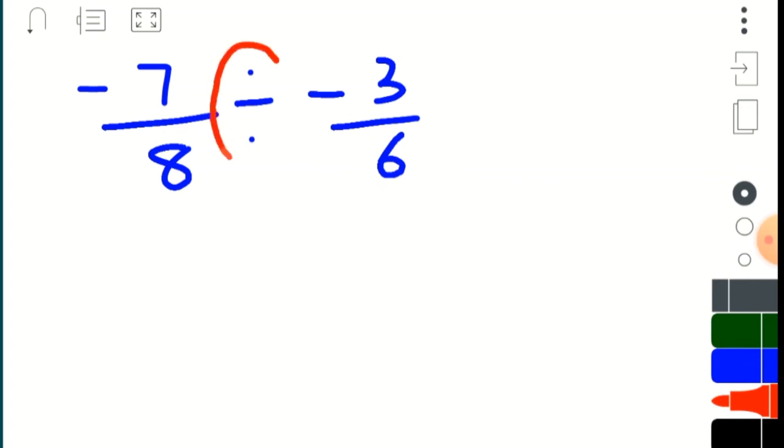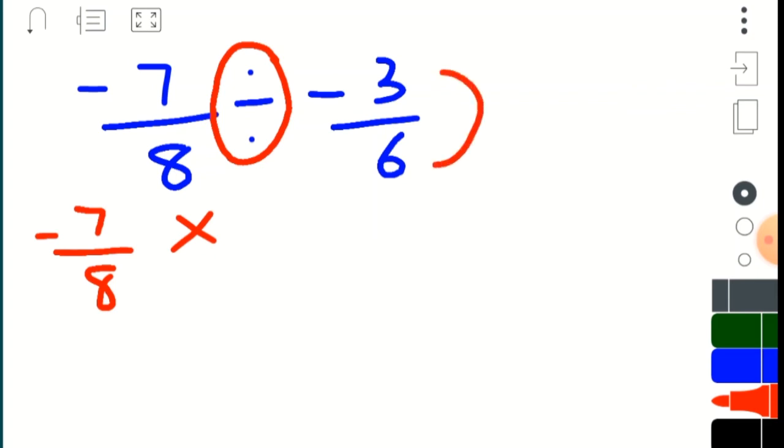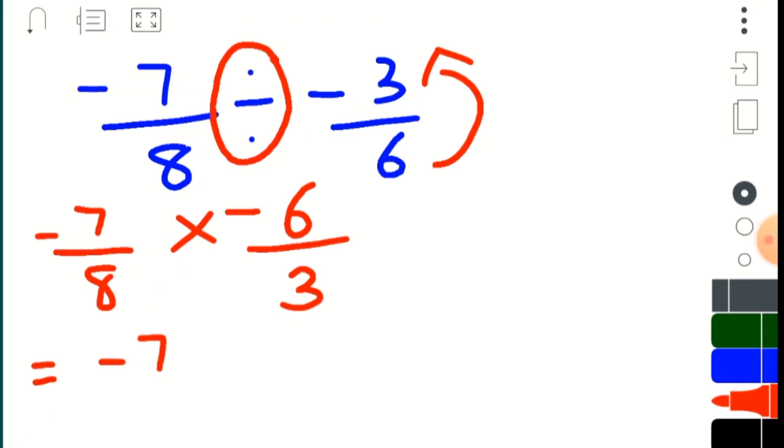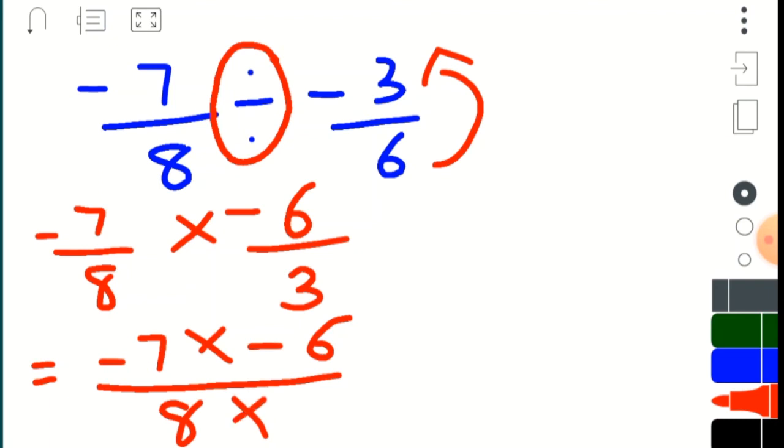Here division is given. In this type you have to use the multiplicative inverse. That means you have to change this into multiplication form. How will you do this? Minus 7 upon 8, division will become multiplication. If it becomes multiplication, the number will get inversed. That means 6 will come up and 3 will come down. You're understanding? The sign will remain up only. Now as per the multiplication of rational numbers, here also you have to do the same thing. Minus 7 into minus 6 upon denominator, also you have to multiply 8 3s.